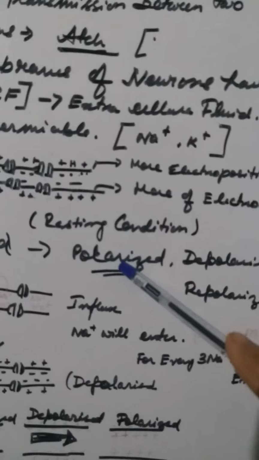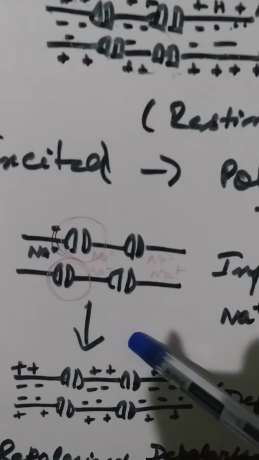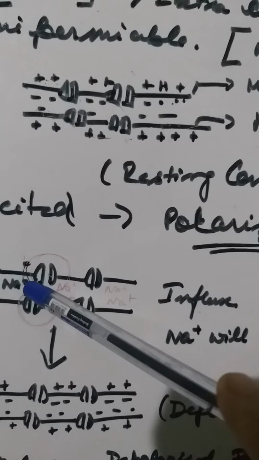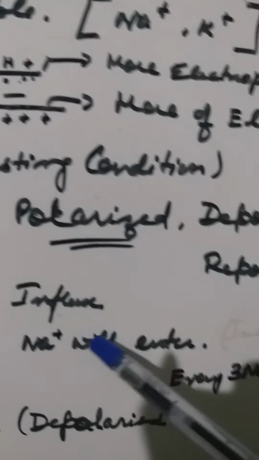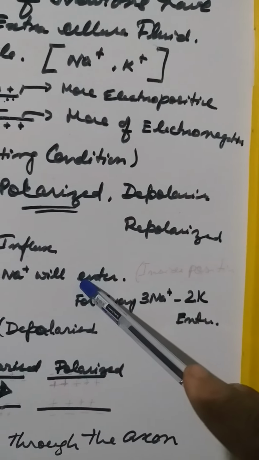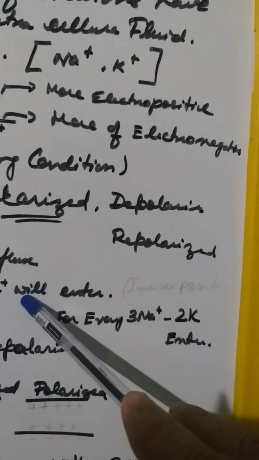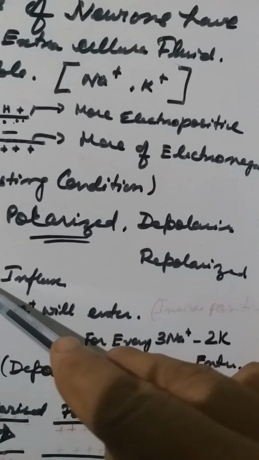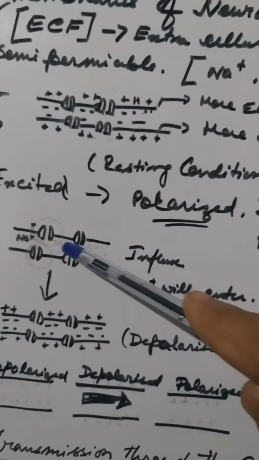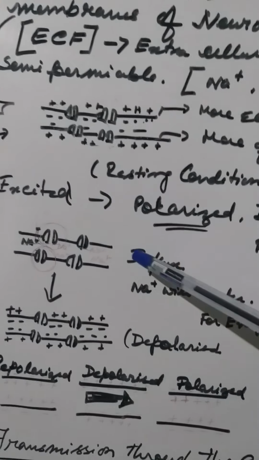So what happens when it is being polarized? If you see this clearly, these are the nodes of Ranvier, the gaps. The sodium from outside forms an influx. What is influx? Entry. The sodium comes inside and the potassium from inside goes out. Sodium will enter and the inner part will become positive. Potassium was inside and sodium was outside in the resting phase, and when it gets polarized, sodium starts entering the sheath membrane and potassium goes out. So they create a pump, and that is known as an influx.